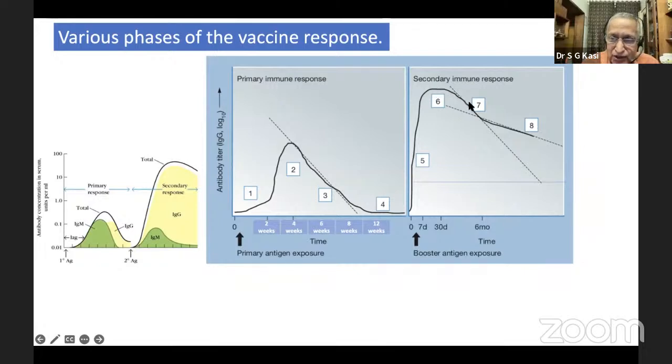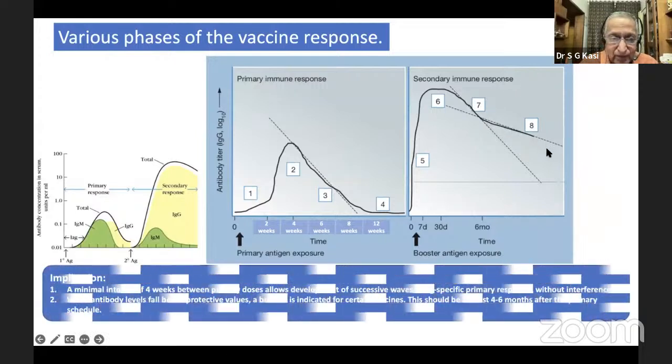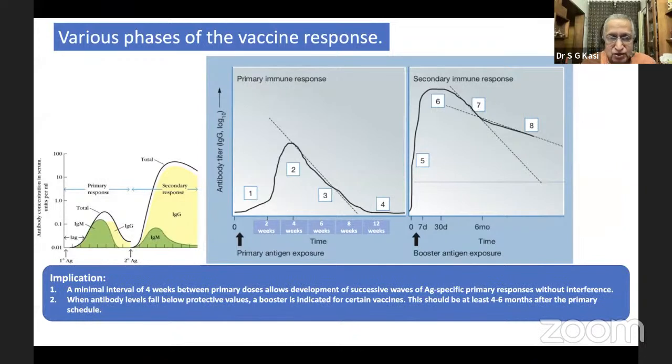These antibodies initially have a rapid fall, and then the long-acting plasma cells, which are situated in the bone marrow, produce antibodies and maintain levels for a long period of time. Okay. So what is the implication? If you keep a minimum interval of 4 weeks, the interference for the subsequent doses is very much less. This interference is even less if the interval is 6 weeks, and even less if it is 8 weeks.